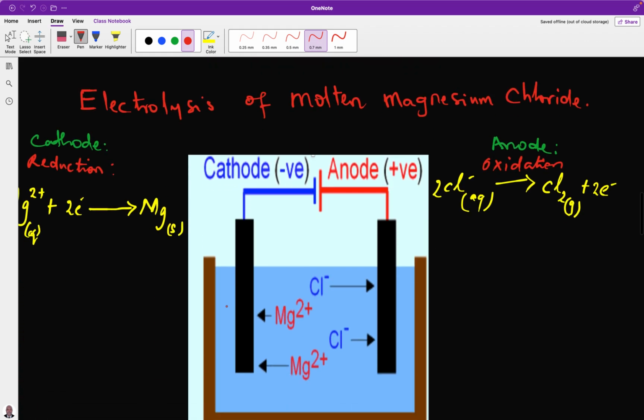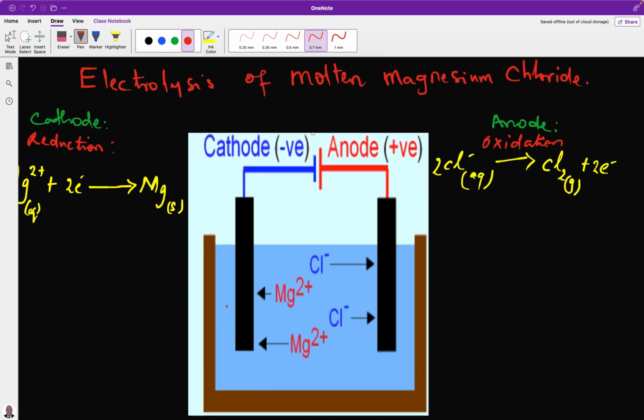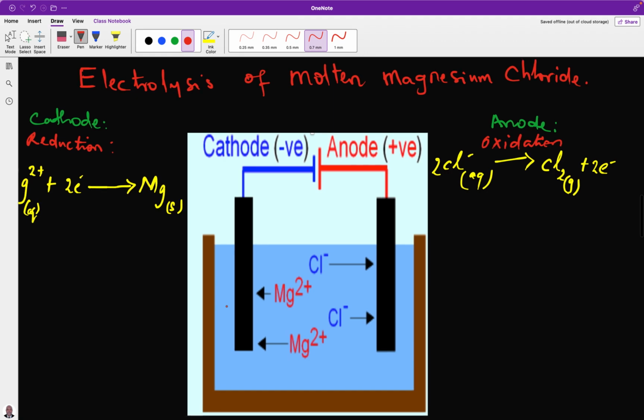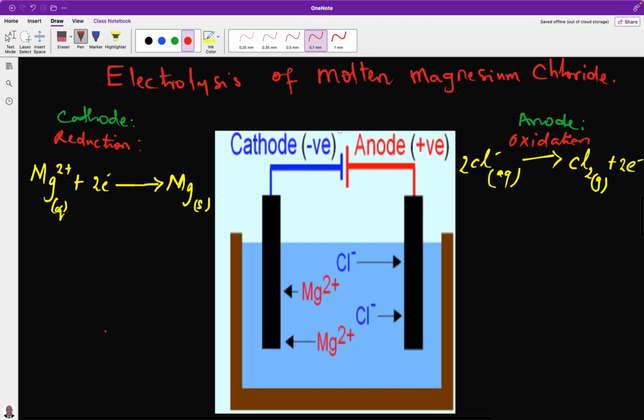Then we went further for molten magnesium chloride electrolysis. Remember, when it is in a molten state, water is not involved. So in that case, there are only two ions that are involved: magnesium ion and the chloride ion. And we said at the cathode there is reduction, and at the anode there is oxidation. Then we can write our half equation.